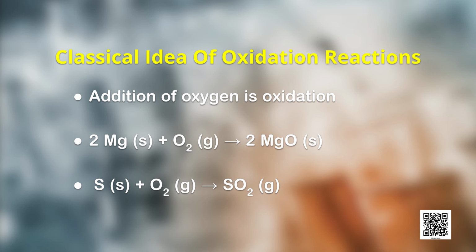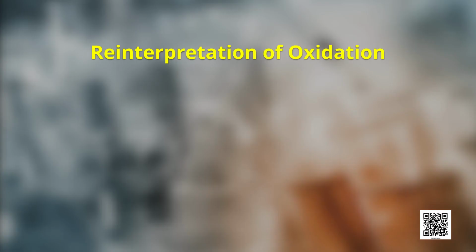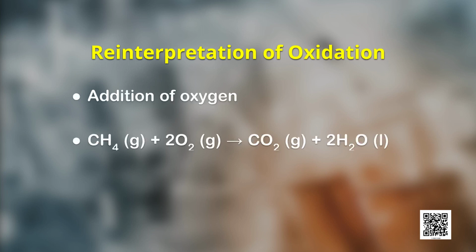As you can see, the elements magnesium and sulfur are oxidized on account of addition of oxygen to them and get converted to magnesium oxide and sulfur dioxide respectively. Let us examine one more reaction in which methane is oxidized by addition of oxygen. On careful examination of this reaction, we observe that hydrogen of methane has been replaced by oxygen.